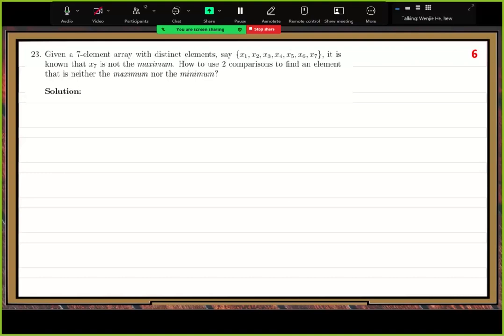So, all right, here. The given condition, this given condition, x7 is not equal to the max. So we need to use this condition. Very important.